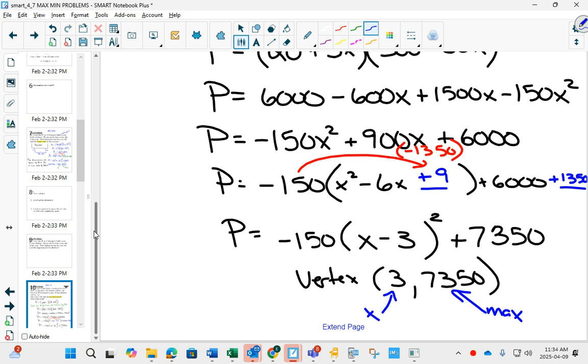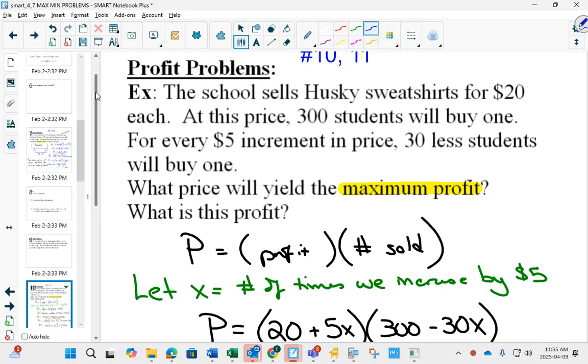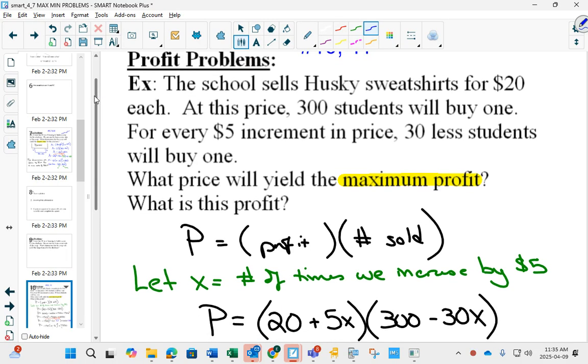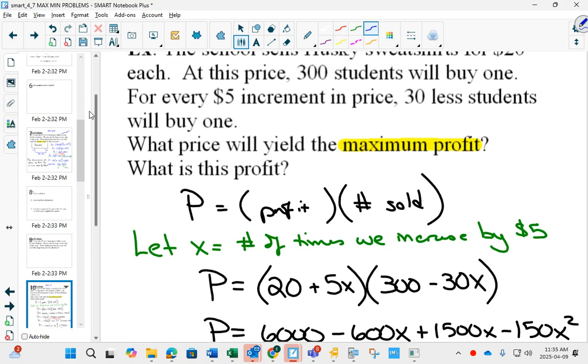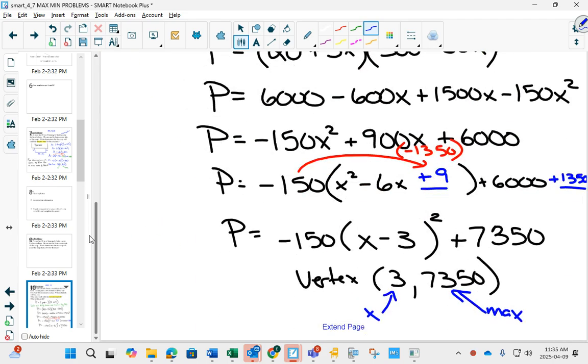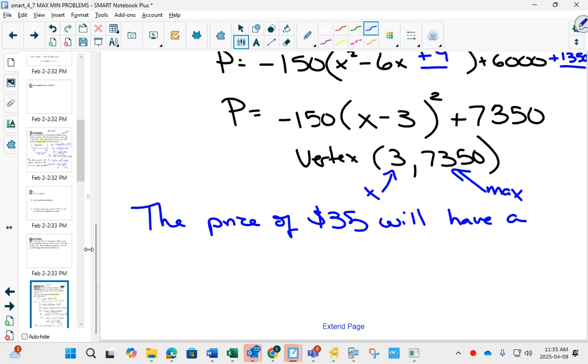This is x. That's not the price. They're not selling them for $3. If the 3 is the x, we have to go back and say, because the question is, what is the profit and what price? So if x is 3, what's the price? $35. The price of $35 will have a max profit.